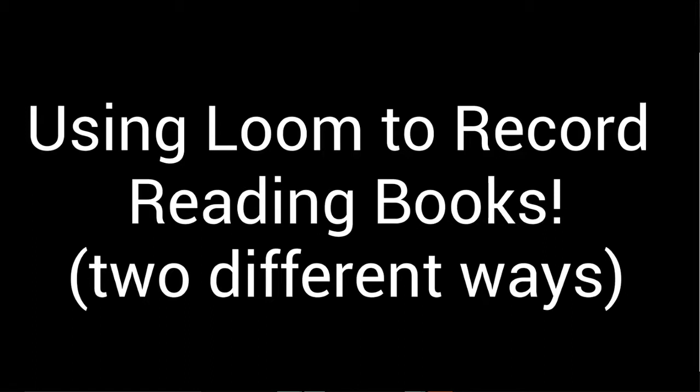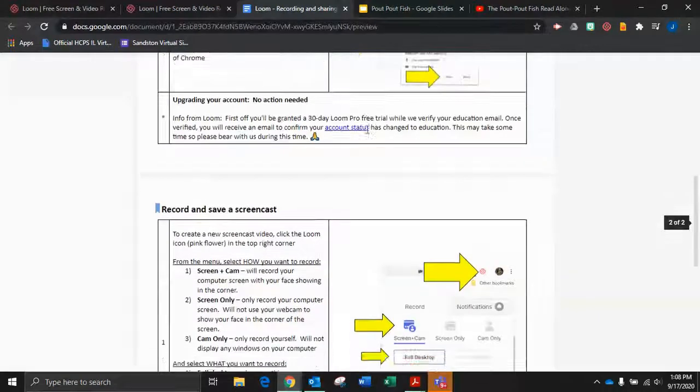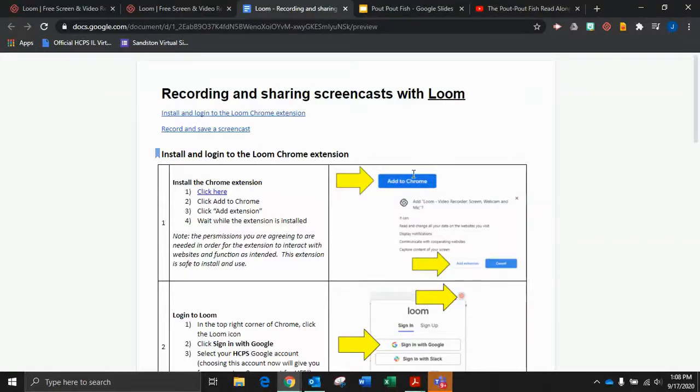So the first thing is there is a document that I can send you. If you want to shoot me an email, I can shoot it over to you. Or if you go to the document for all of the elementary school teachers that was sent out, it'll have a link to this document that gives step-by-step instructions on how to install the Loom Chrome extension. Once you have installed it, you'll see this little flower up in the top, and that's Loom.